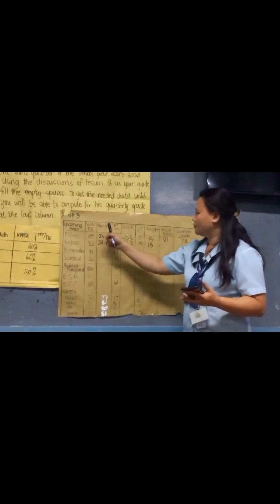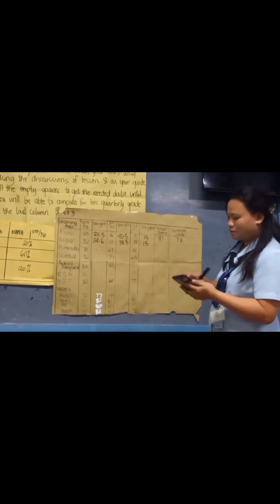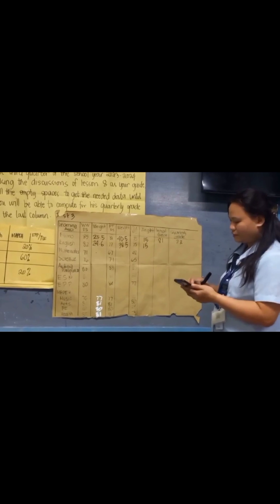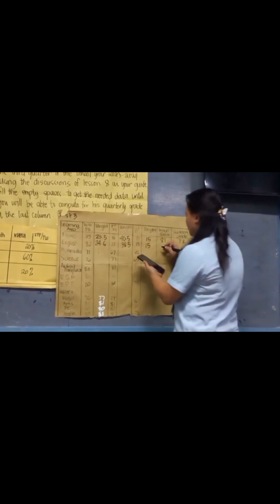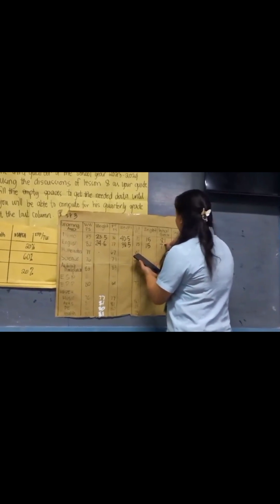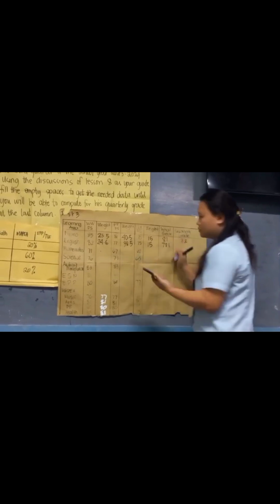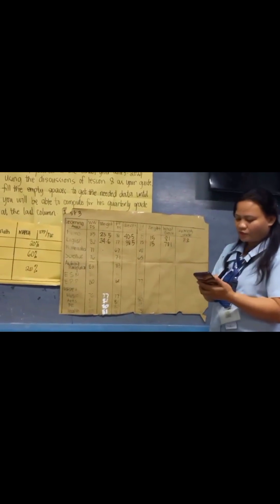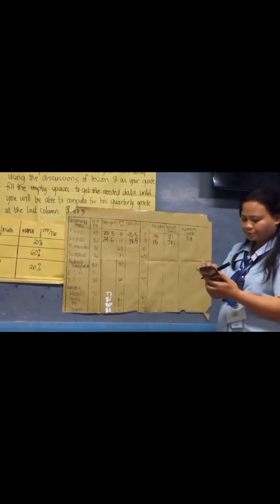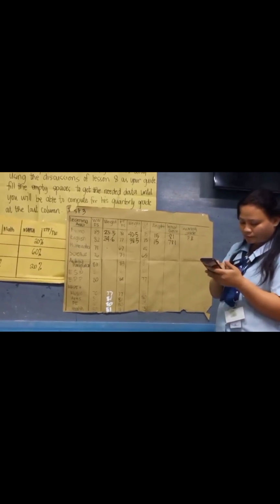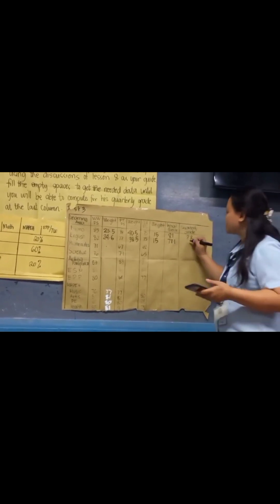Same with the Filipino, we're going to add their weighted scores. So 24.6 plus 38.5 plus 15 is equal to 78.1. Then we're going to base on the transmutation table. The value of 78.1 is 86.